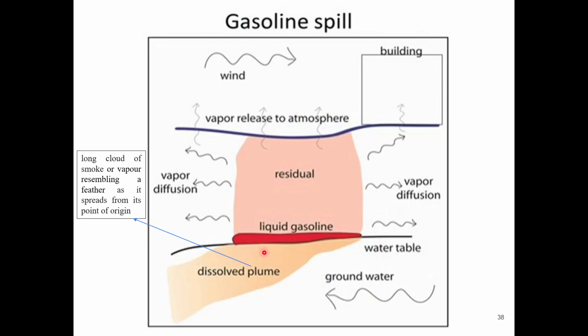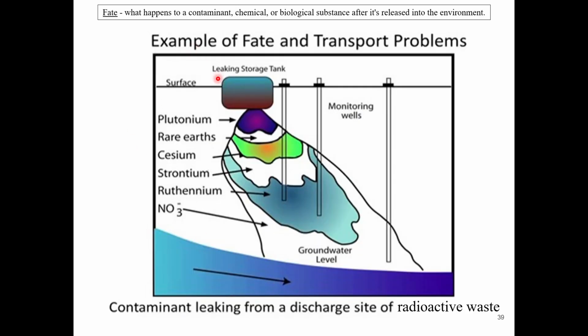And apart from that, below the liquid gasoline there is the water table, basically the groundwater table. There we will observe a dissolved plume. Plume is basically a long cloud of smoke or vapor resembling a bird's feather as it spreads from its point of origin. So if you see here, the structure is almost that of a bird's feather. That is why it is called a dissolved plume. So this is the example of fate and transport problems. It is the leaking storage tank in the surface.